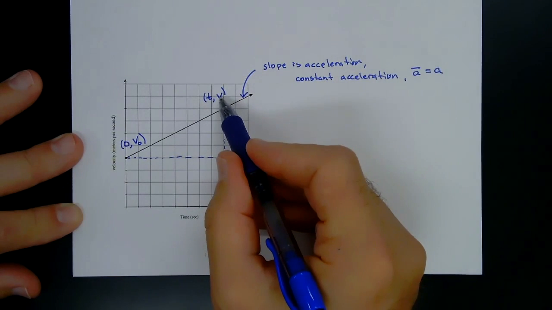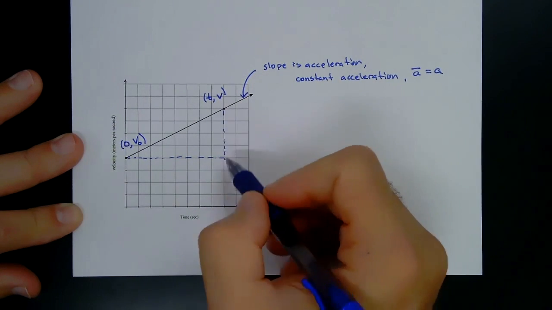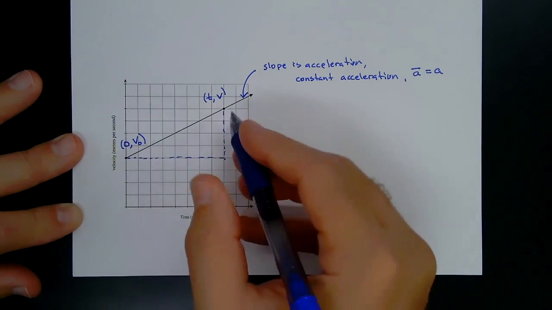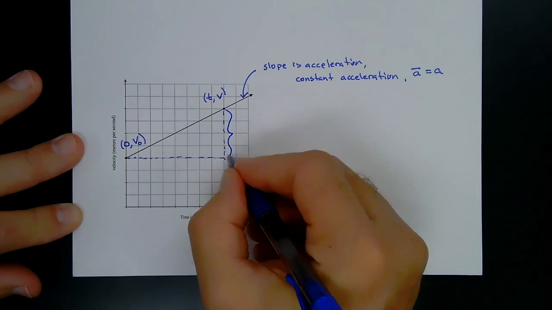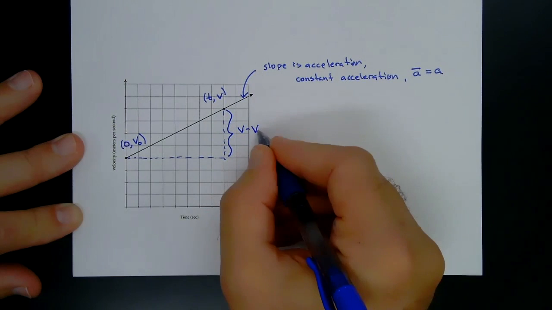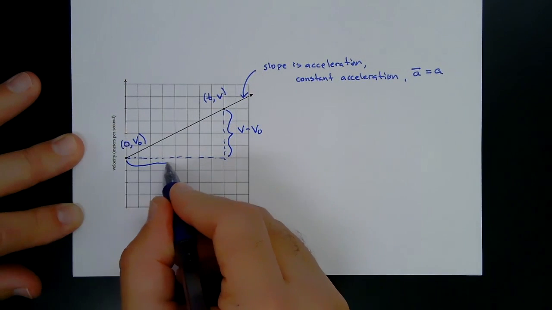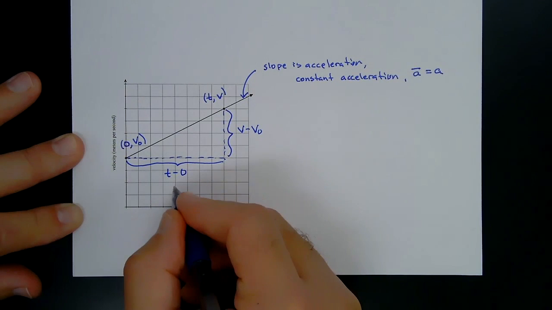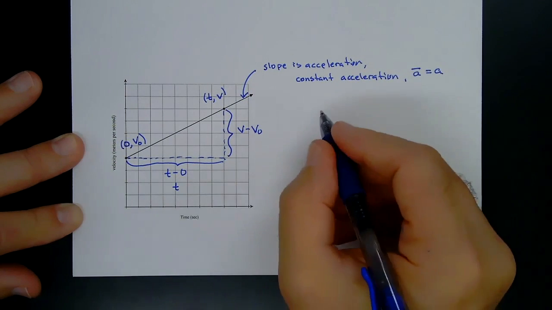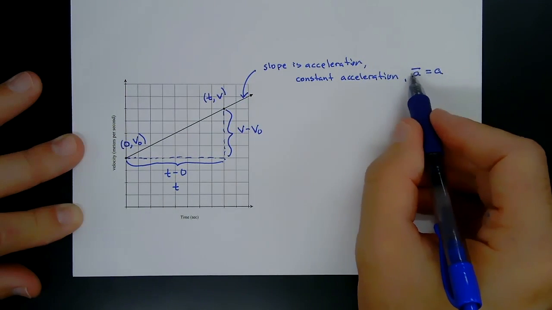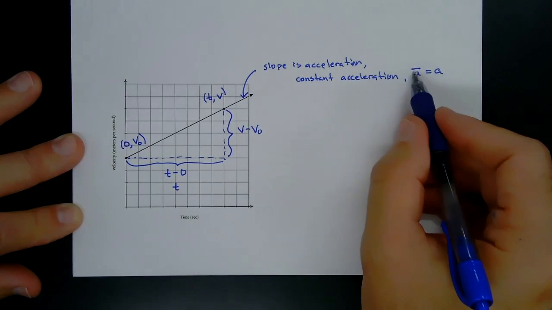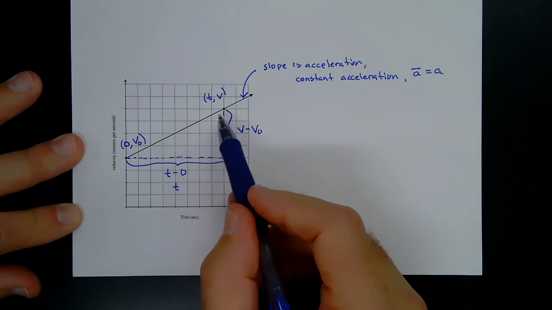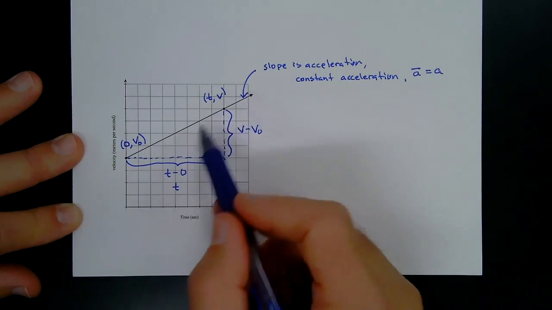Okay, so then this vertical change would be v minus v sub o. So right here, v minus v sub o. This horizontal change would be t minus 0, or just t. So instead of writing a bar, average velocity or average acceleration, we can just write acceleration this time. And you can always do that when the velocity is a straight line like this.